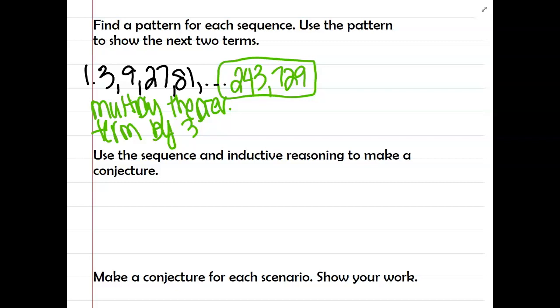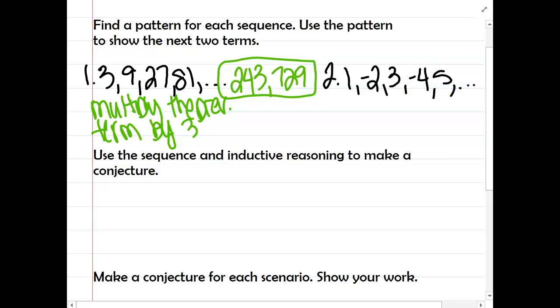Okay. All right. And number 2, what about this one? This one says 1, -2, 3, -4, and so on. Okay, so it's a positive and then a negative, a positive and a negative. So I know what the signs are going to be.